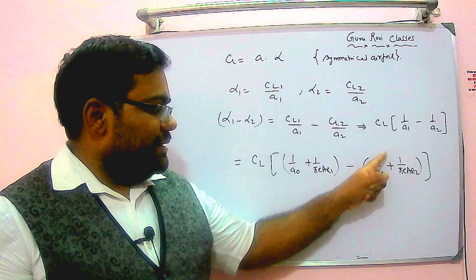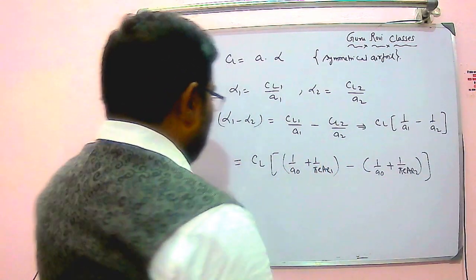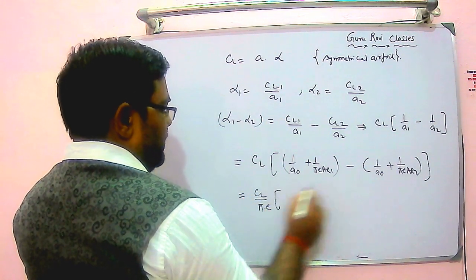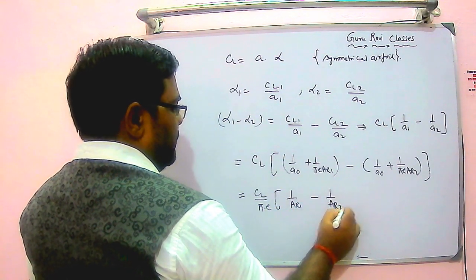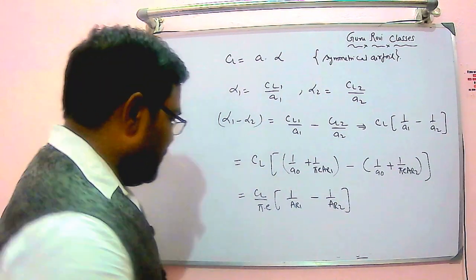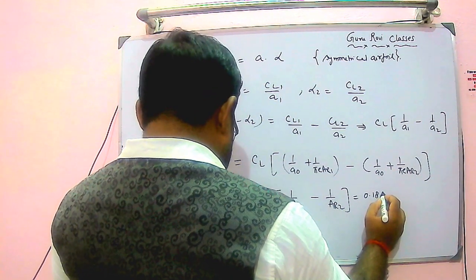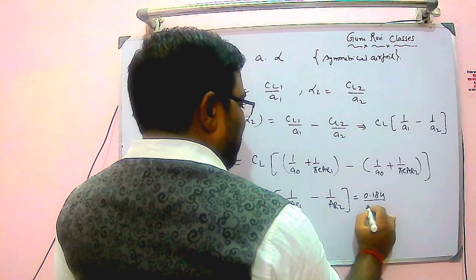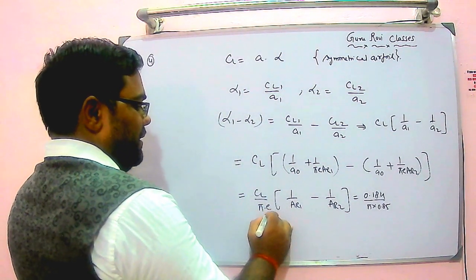So if you subtract, this term will be cancelled out, and pi E is common. So I can write CL divided by pi into E, and inside it will become 1 by aspect ratio 1 minus 1 by aspect ratio 2. Clear? I can write in this way. So now substitute the value. CL is 0.184 approximately, divided by pi into E, 0.85. Always consider Oswald efficiency factor 0.85.